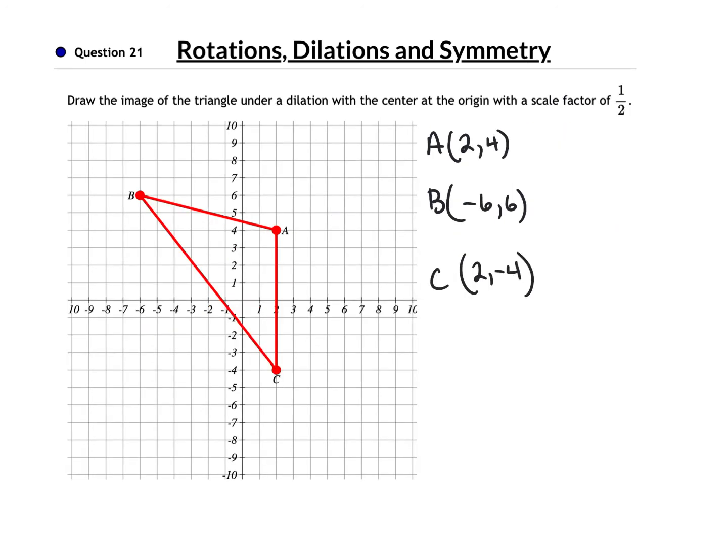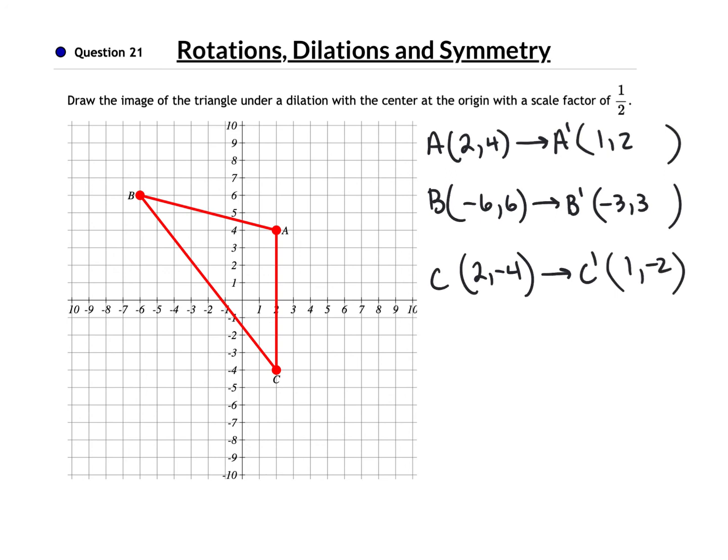Question 21 is a dilation with the scale factor of 1/2. A would become A prime, and we multiply 2 and 4 by half, which means we just divide it by 2. We get 1, 2. B would become B prime, multiplied by a half. That's divided by 2. We get negative 3, 3. And C would become C prime. If we multiply it by a half, we get 1, negative 2.